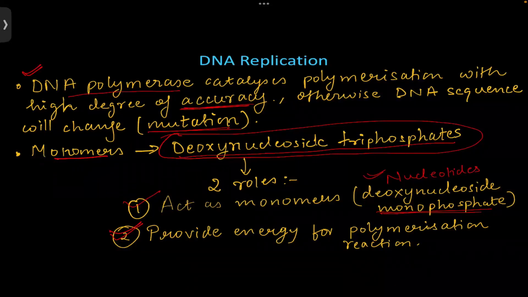Deoxynucleoside triphosphate actually provides energy in the same way ATP does, because of the breaking of the phosphate bonds. Here phosphate bonds are getting broken. That releases energy, and that helps the DNA polymerase enzyme to add new nucleotides to the growing polynucleotide chain.